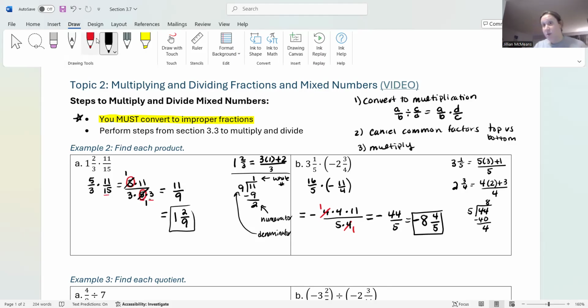Okay. And just make sure with a situation like this, you address your sign right at the start. We had a positive times a negative. When you multiply one positive and one negative, you get a negative. You just have to carry that negative throughout all your side work.